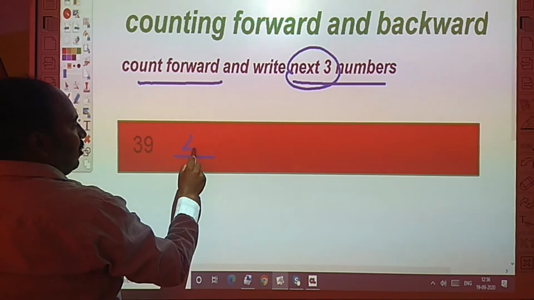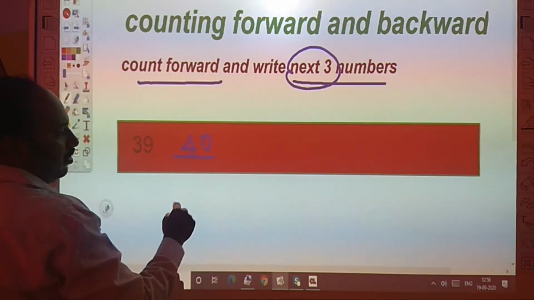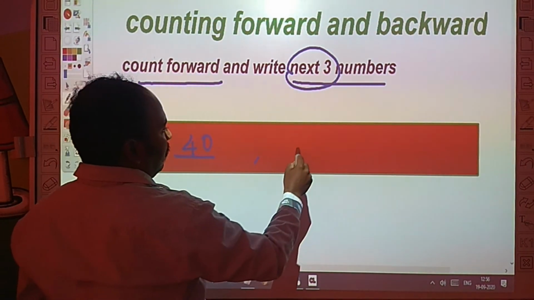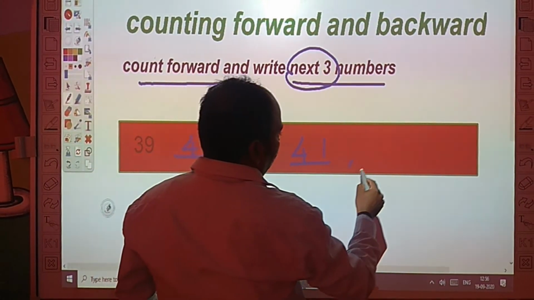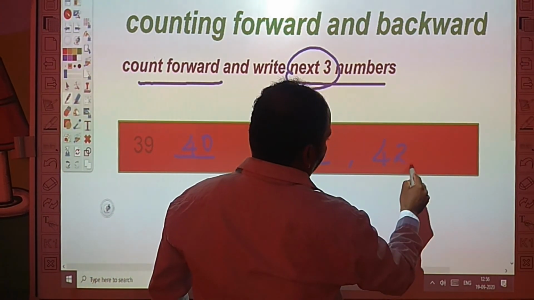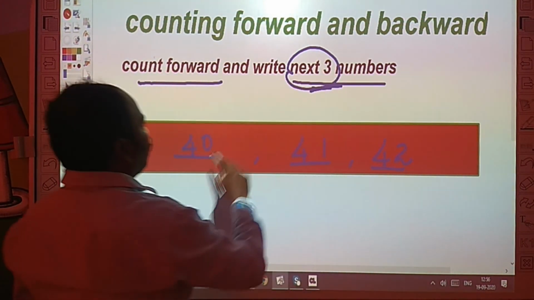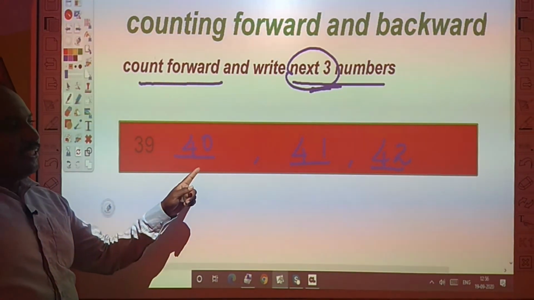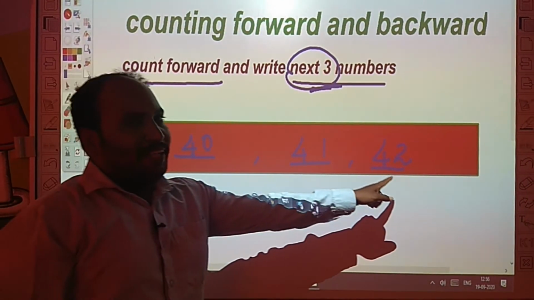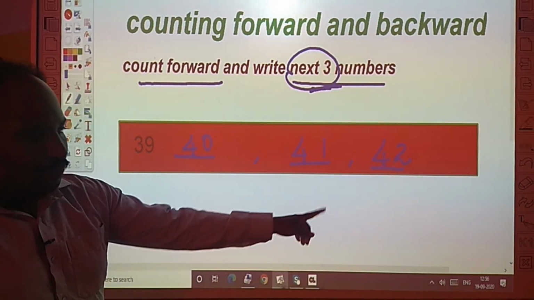Given number is 39. After 39 comes 40. Then after 40, 41. Then after 41, the number 42. You want to count forward the next 3 numbers: 40, 41, 42.